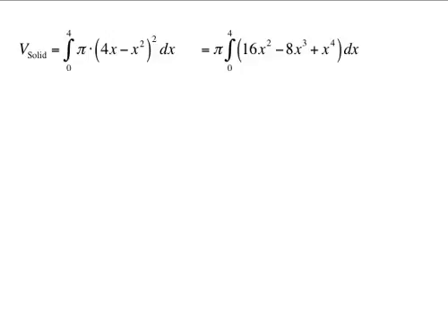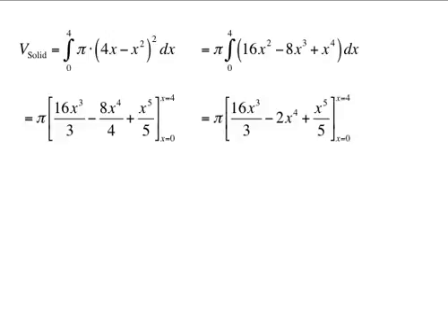This is what we're integrating. So we're going to do that this way. 16x cubed over 3 minus 8x to the 4th over 4 plus x to the 5th over 5, evaluated as x goes from 0 to 4. And then 8 over 4 is just 2, so simplifying that a little bit, 16 thirds x cubed minus 2x to the 4th plus x to the 5th over 5 as x goes from 0 to 4.